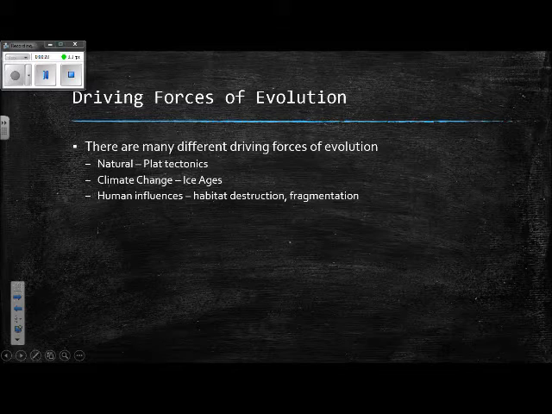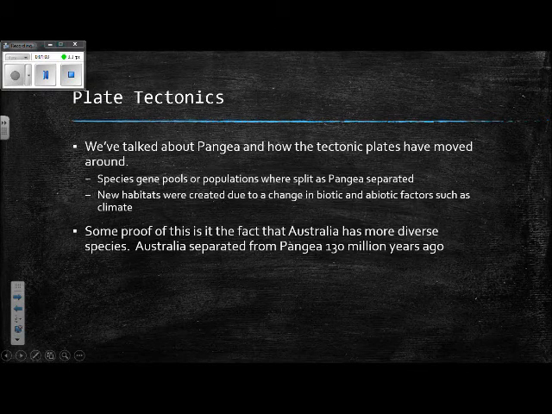Alright, so there are many different driving forces in evolution. So there is the natural driving force, so something like plate tectonics. So plate tectonics is how the different plates of the earth move. It's what causes mountains, it's what causes volcanoes, it's why the continents look the way they do. Climate change, so ice age has driven evolution, right? Animals who couldn't survive the ice age died out. Animals who could evolved so that they could survive the ice age better. And then human influences such as habitat destruction and fragmentation, and we'll talk about what both those mean, but there's lots of ways that humans have influenced evolution.